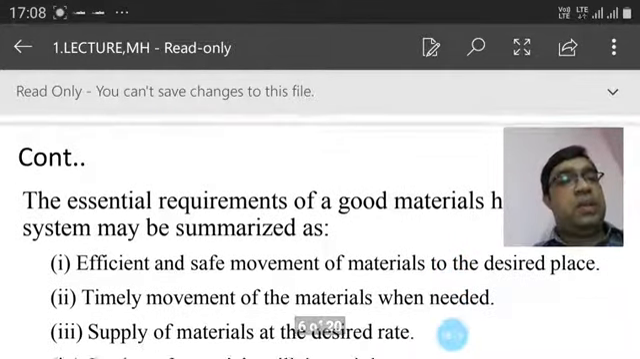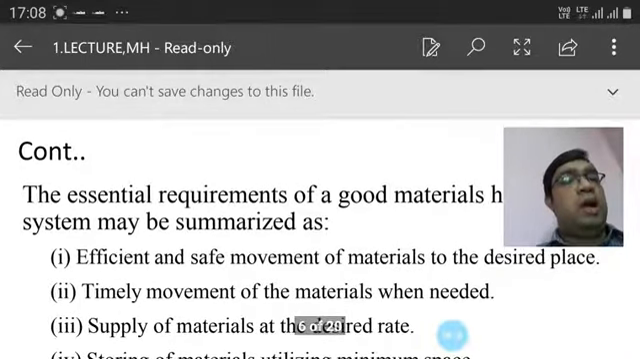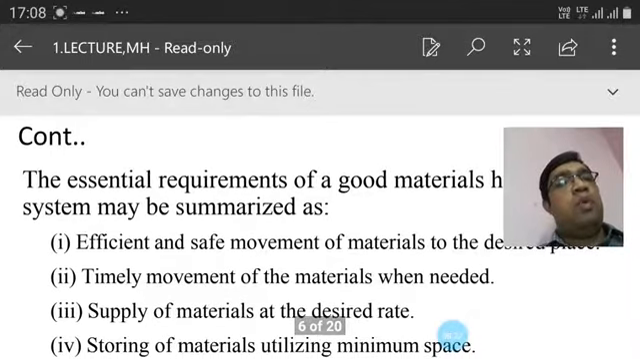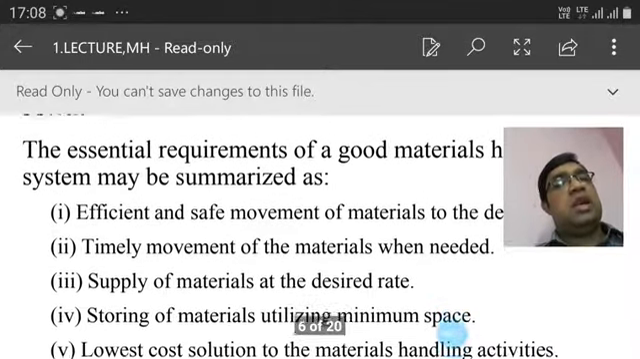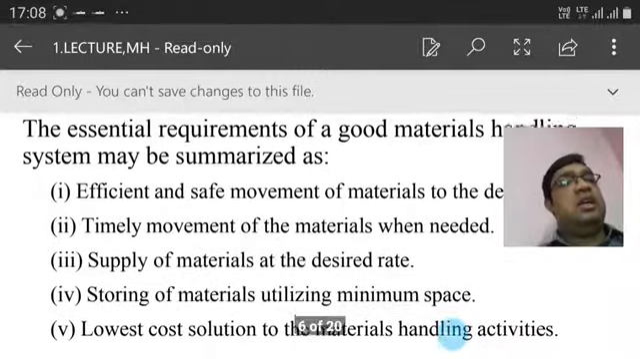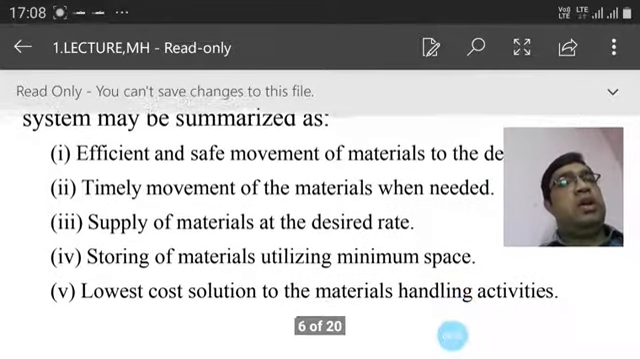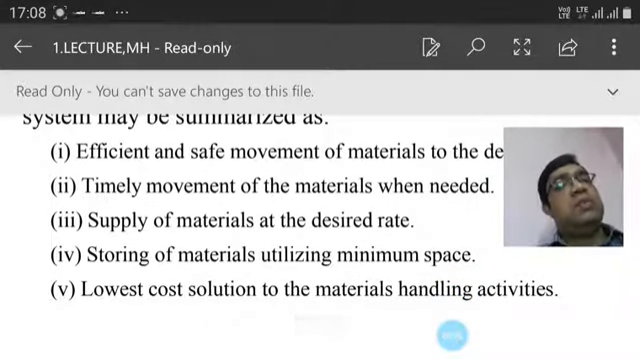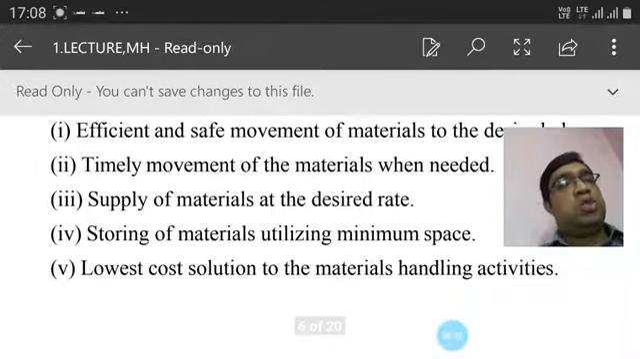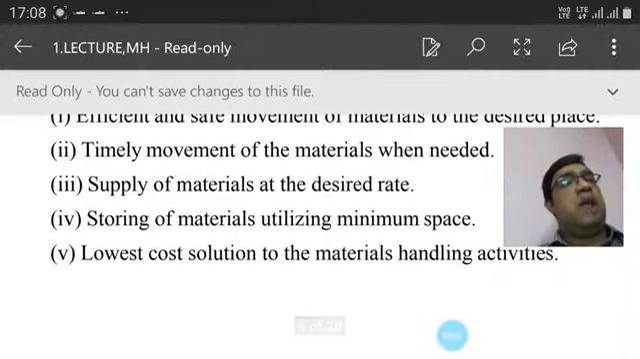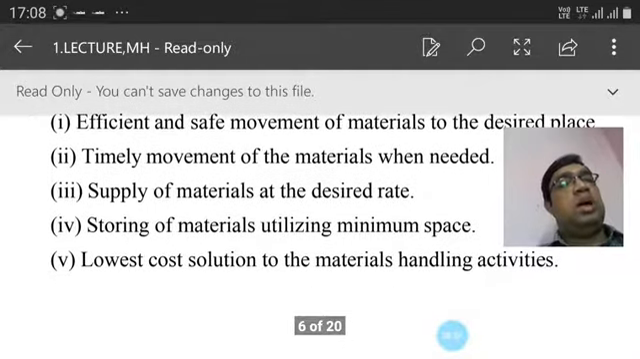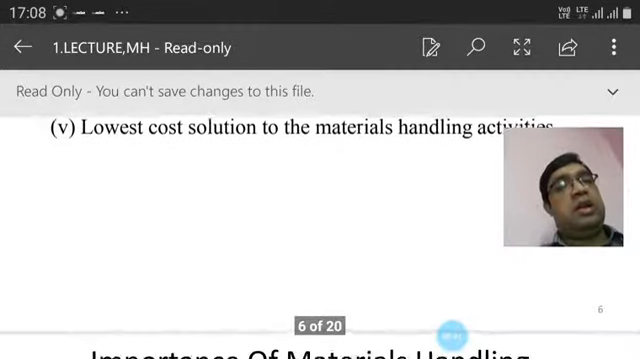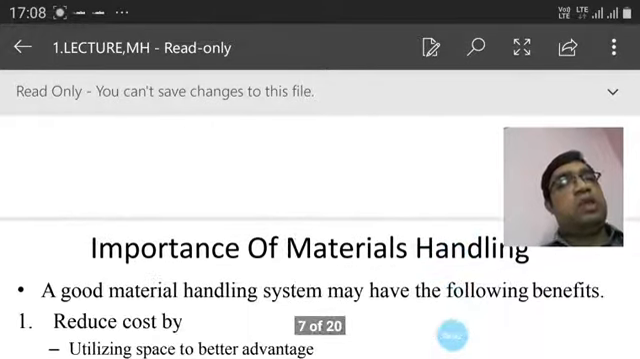The essential requirements of a good materials handling system may be summarized as: efficient and safe movement of materials to the desired place, timely movement of the materials when needed, supply of materials at the desired rate, storing of materials utilizing minimum space, and lowest cost solution to the materials handling activities. These are the things we can consider. This is the summary of materials handling systems.